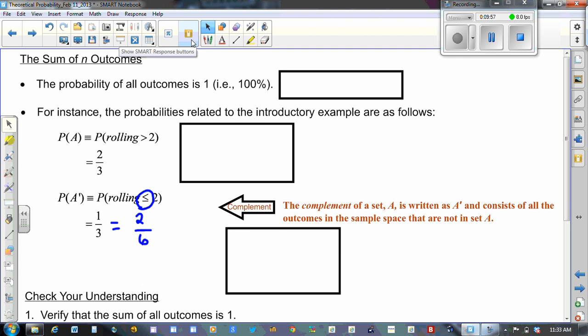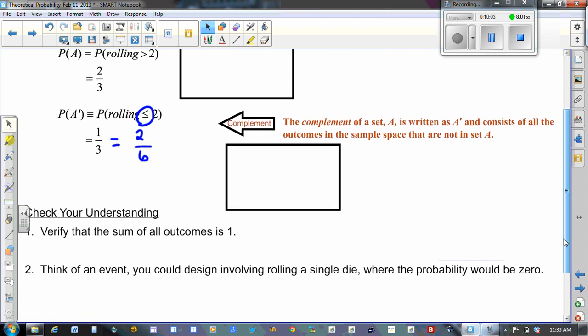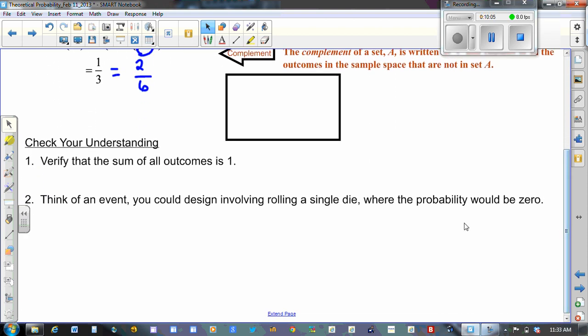So at the bottom, you might want to pause the video for now and consider these two problems. I'm going to go ahead and start writing in an answer or two to these, and then once you play it back, you can see if you've got the answers to them.